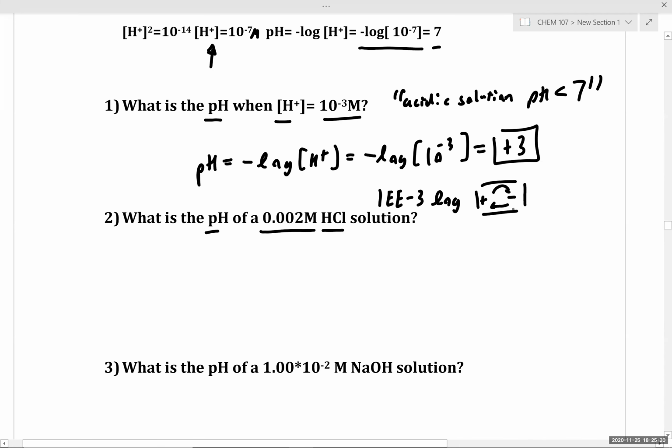Does anyone have a proposed response for this question? Does anyone have a proposed response for the pH of a 0.002 molar hydrochloric acid solution?